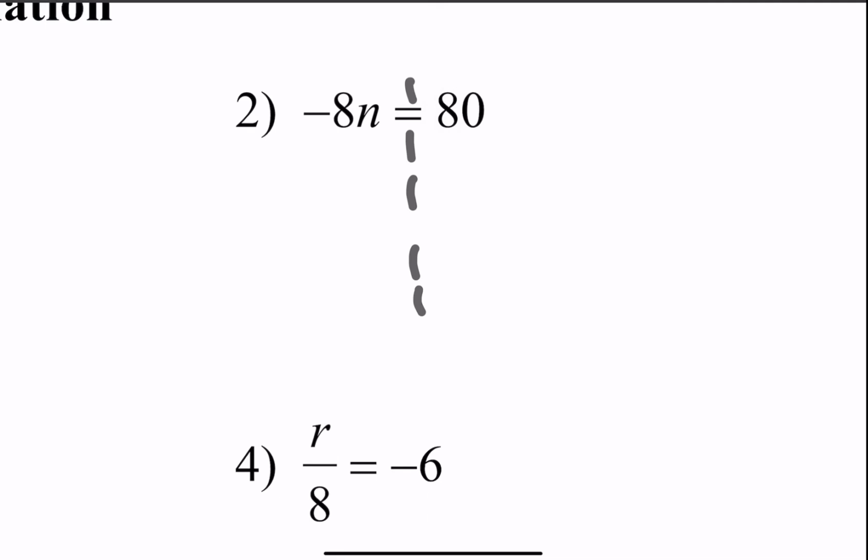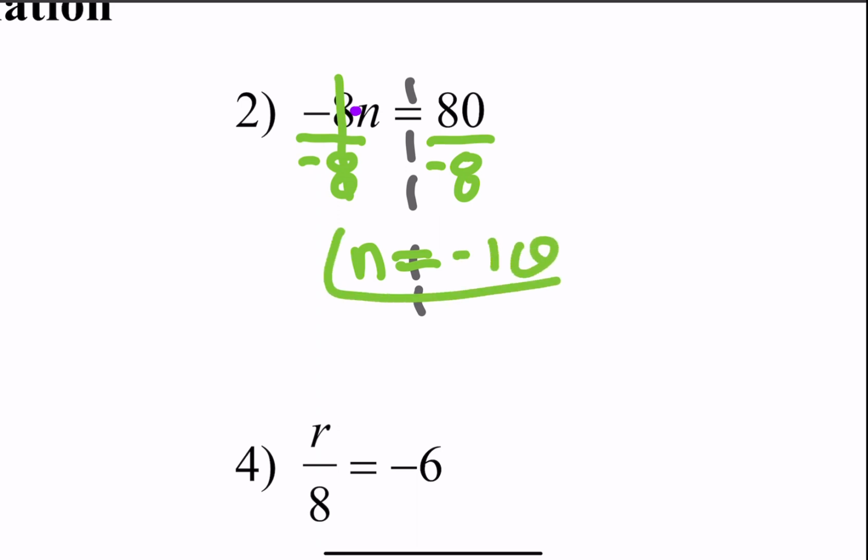So I'm going to write my balance bar again, down my equal sign. And now I have negative 8n equals 80. This negative 8n has secret multiplication happening. If I want to get that n alone, because that's our goal, we're going to divide by negative 8 on both sides. Those cancel out. Our n is alone. So now we have 80 divided by negative 8, which gives us negative 10.